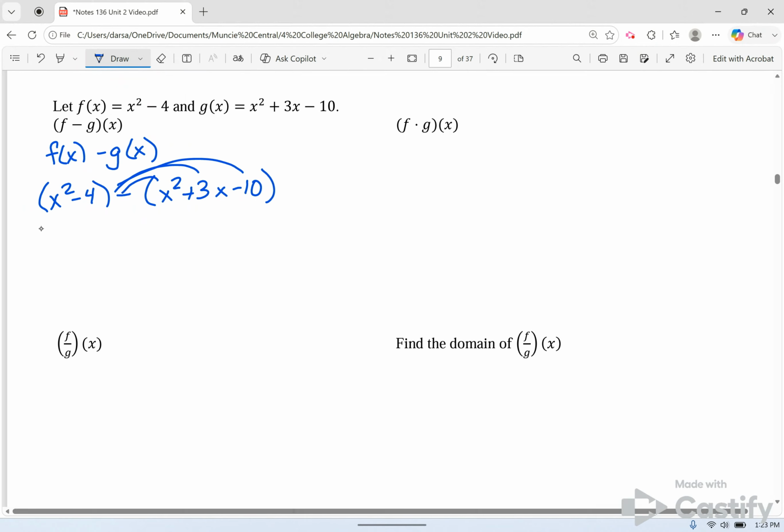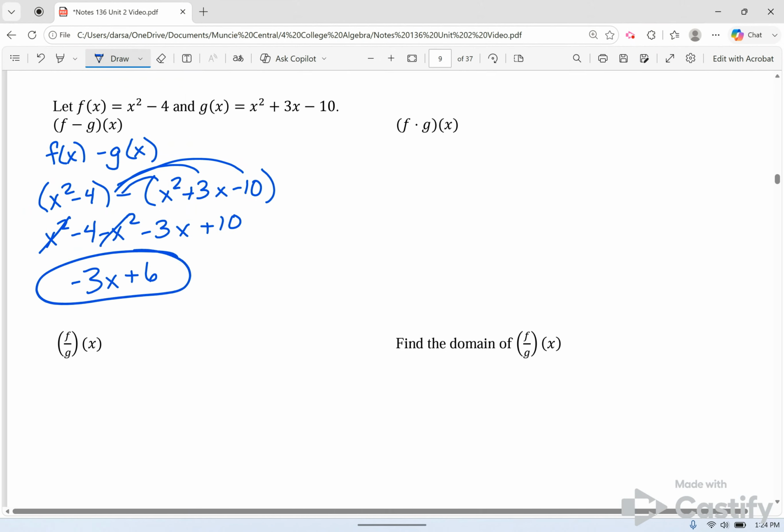So we're going to start by distributing that negative so that we're subtracting all of the things of that second equation, and notice when we subtract a negative it becomes a positive, and then we're going to collect like terms. So x squared minus x squared is 0. We get negative 3x plus 6, and there's our final answer. Let's try it with the second one.